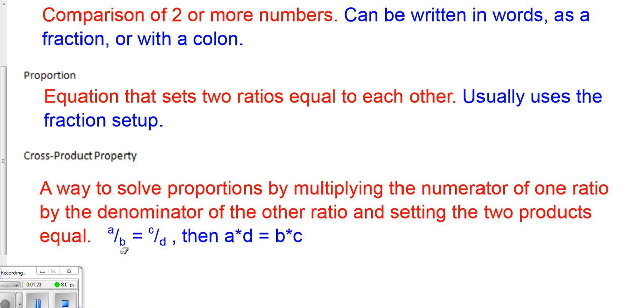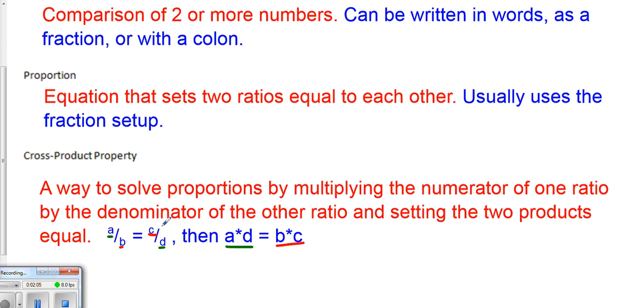When we have A over B equals C over D, that is a proportion. Then the cross product property is a way to solve proportions by multiplying the numerator of one ratio by the denominator of the other ratio, and then setting your two products equal. So I'll show you a little example of how that works. Again, here is a proportion, A over B equals C over D. So I would set the numerator of this one times the denominator of this one, A times D, and set that equal to B times C.